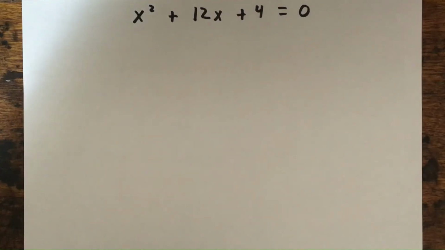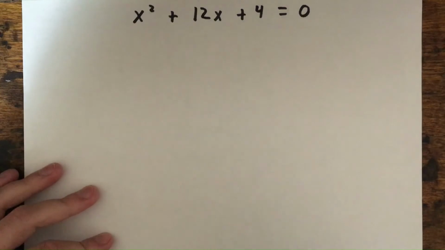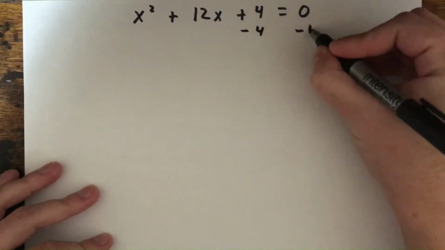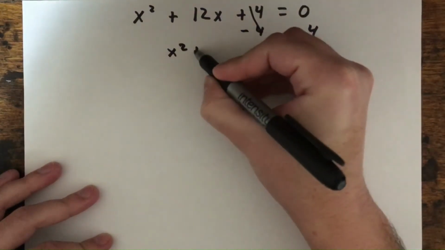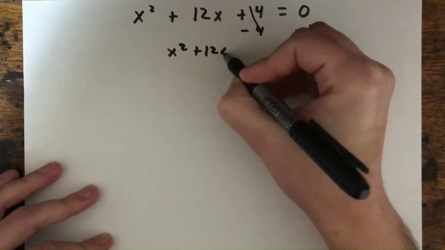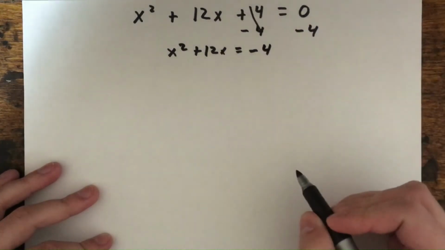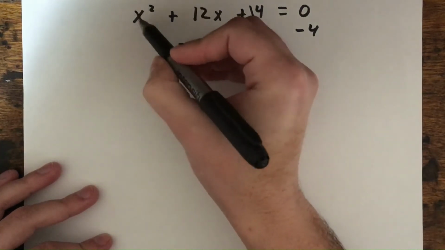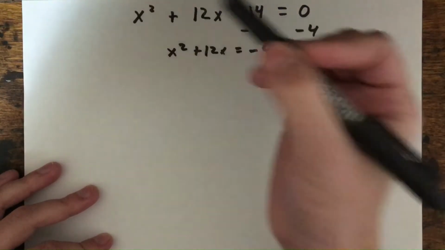All right, let's take a look at this problem. Once again, we can see that we can't factor this. So let's start by cleaning this up and moving this 4 to the right side. This will cancel, and we'll be left with x squared plus 12x equals negative 4. Now the next thing to do, you might remember, and by the way, we didn't have to worry about factoring anything out here because the coefficient in front of the x squared is just 1.